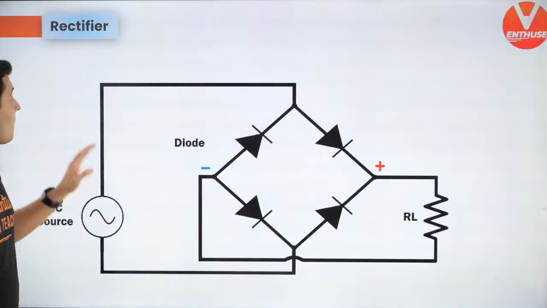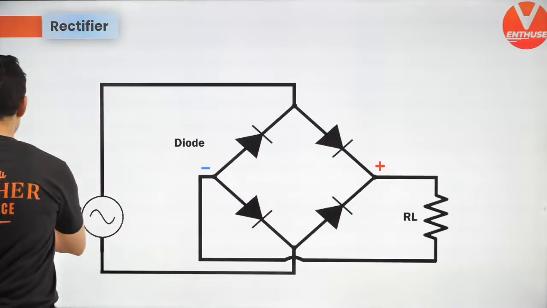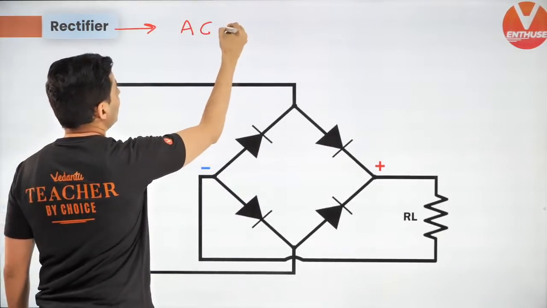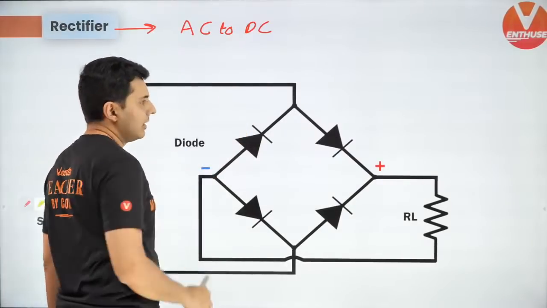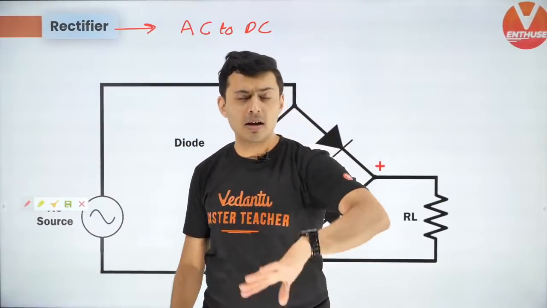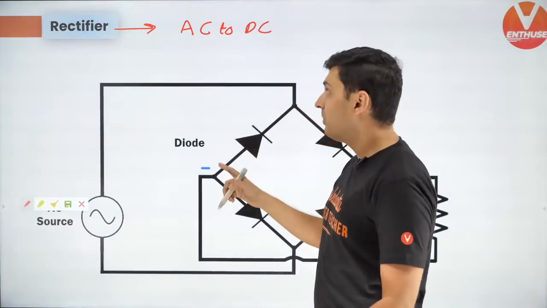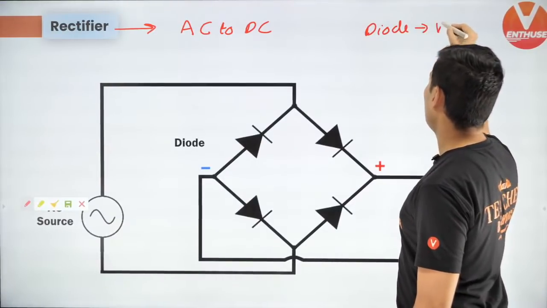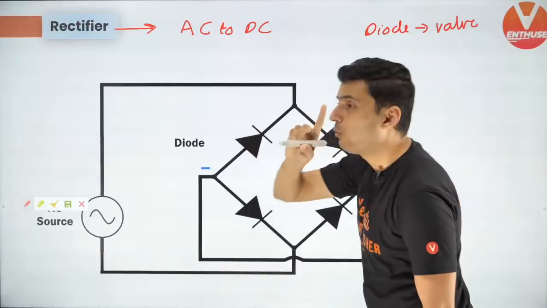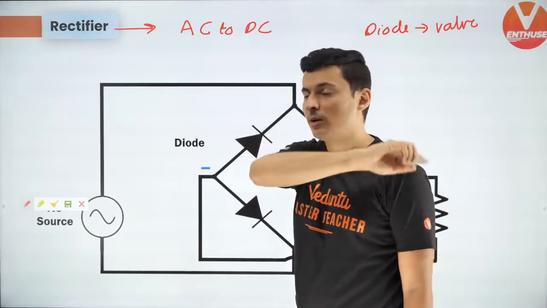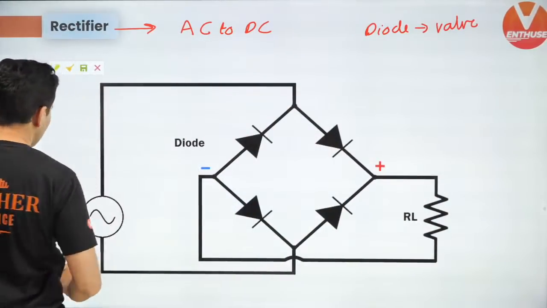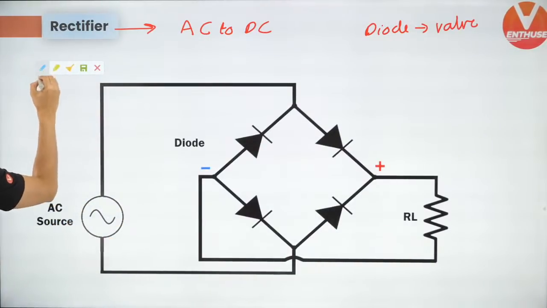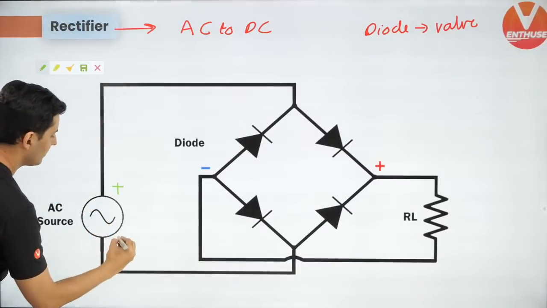Great. Now, diodes can be used as rectifier. Now, what is the meaning of rectifier? Rectifier means a device which converts AC to DC. A device which converts AC to DC is called a rectifier. Now, remember, what does a diode do? A diode is nothing but like a valve which allows current only in one direction, and that too only in forward bias. Now, imagine guys, this is an AC source. Just imagine this is positive, this is negative.